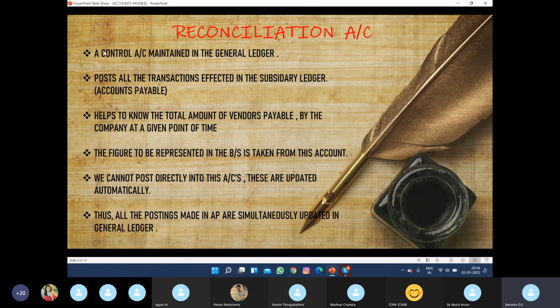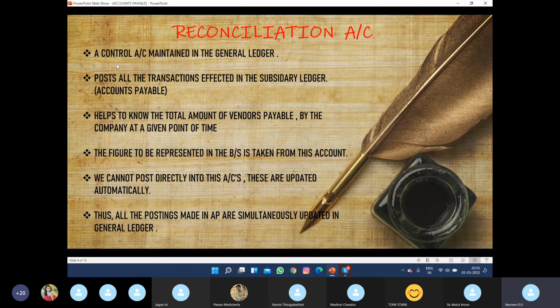Reconciliation account. It is generally a control account which is maintained in the general ledger. We post all the transactions and all the transactions are affected in the subsidiary ledger, that is the accounts payable. It helps to know the total amount of vendors payable by the company at a given period of time. The figure to be represented in the balance sheet is taken from this account. We cannot post directly into these accounts. These are updated automatically. Thus, all the postings made in AP are simultaneously updated in the general ledger.